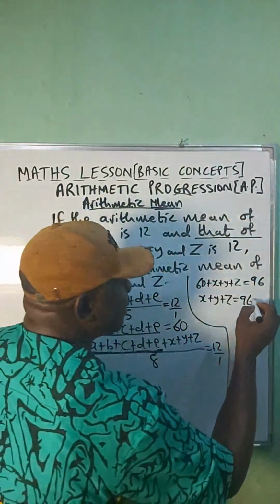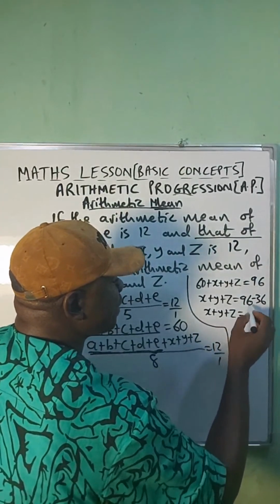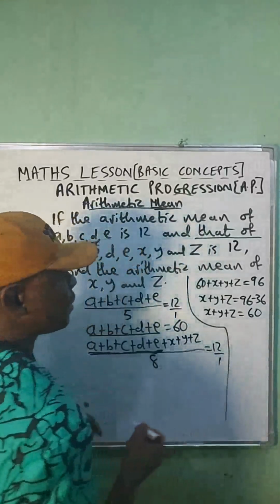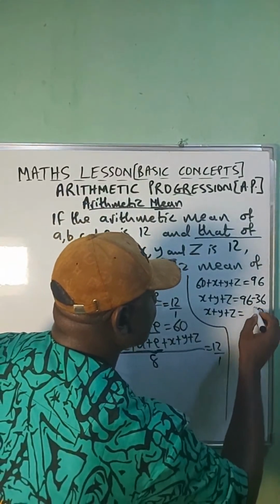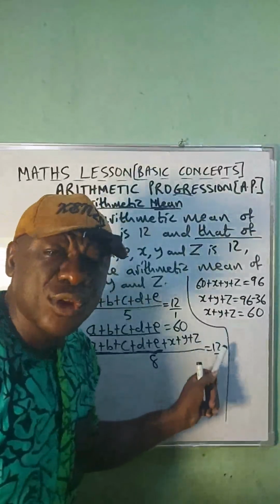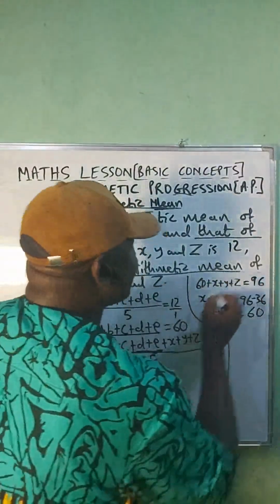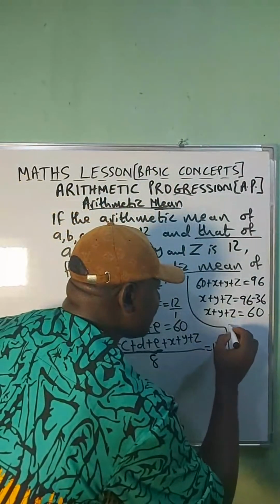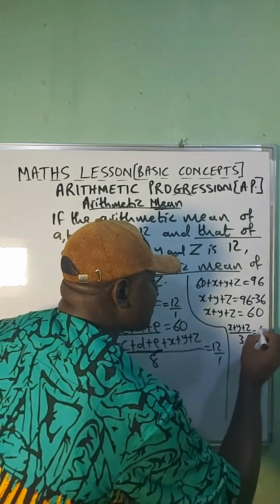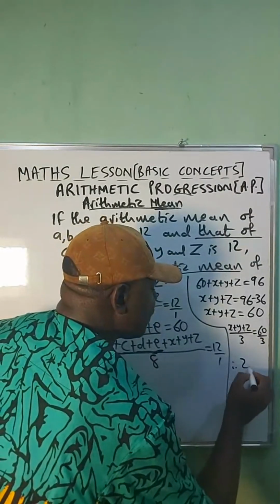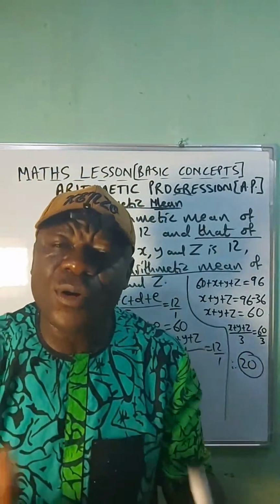This is 60. Take it to the other side, minus 36. So X plus Y plus Z will be, 6 minus 6 is 0, 9 minus 3 is 6, so 60. Now this one is the sum of X, Y, and Z. But they said I should find the arithmetic mean. Mean means I'll divide. That means X plus Y plus Z divided by 3, which is 60 divided by 3. So therefore, it is 20. So the mean of X, Y, and Z is 20. But the sum of X, Y, and Z is 60.